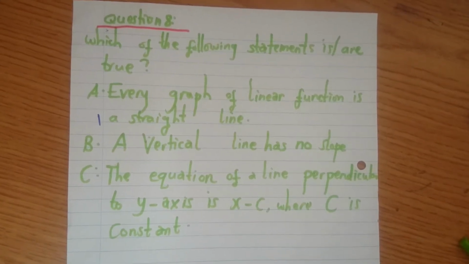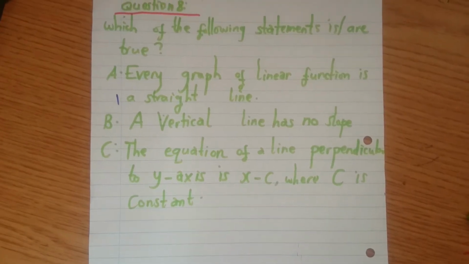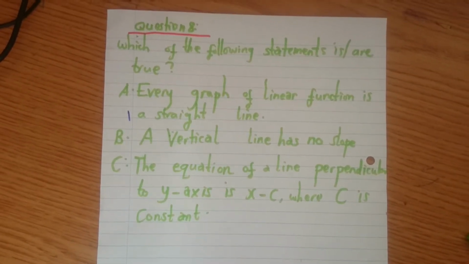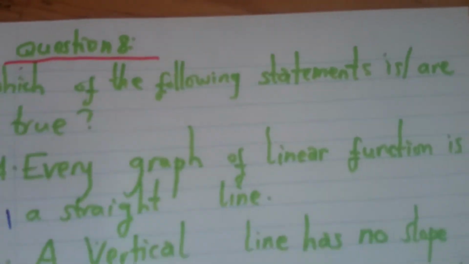And C, the equation of a line perpendicular to the y-axis is x equal to c, where c is a constant. No. It is y equal to c, where c is a constant. But let me explain to you. So C is not true. A and B are true. But let me explain to you what that means.